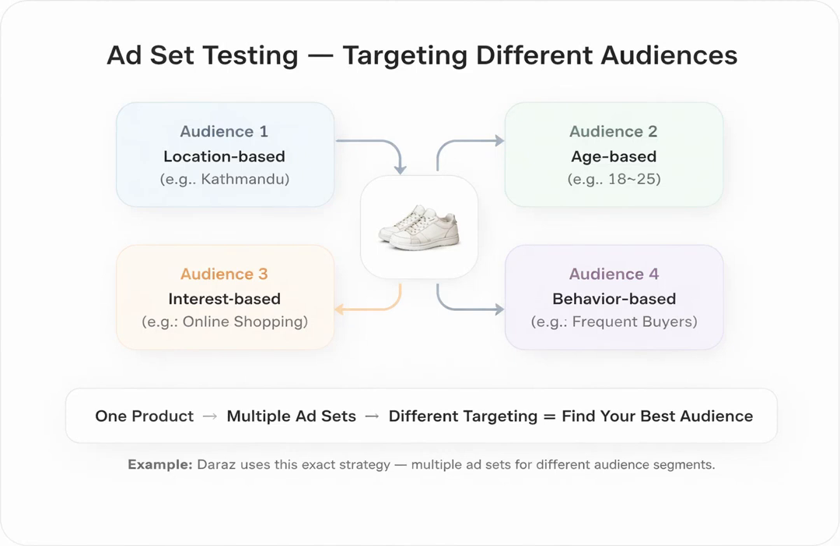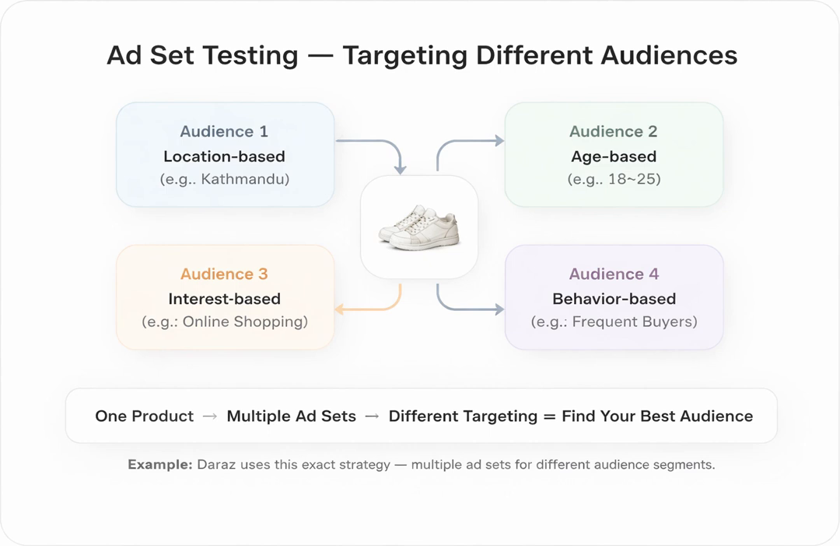Beyond creative testing, the instructor also talks about ad set testing, which is a slightly different concept. Here, instead of testing different creatives, you're testing different audiences for the same product. Imagine you have one product, but you create 4 separate ad sets, one targeting by location, one by age group, one by interest, and one by behavior. You run them all and see which audience segment responds best. The instructor uses Daraz, the major online shopping platform, as a real-world example of this exact strategy. Daraz runs multiple ad sets targeting different audience segments simultaneously, and that's part of why they generate so many sales.